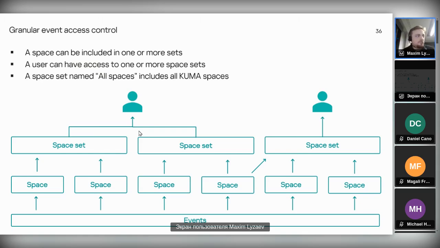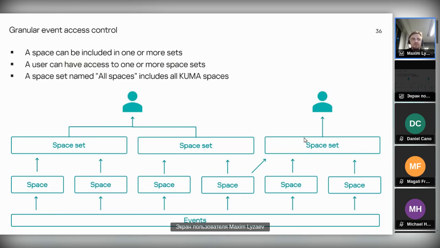For instance, you have an analyst, and this analyst should have access to all events except audit events. You can do this with this mechanism. You need to create a space set including all the events except the audit space. Then you assign this space set to the user, and that user will see all the events except the audit space.